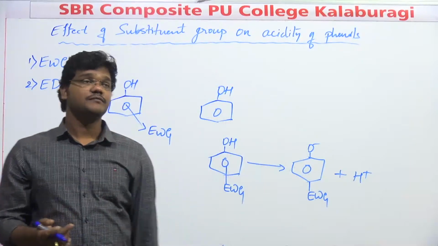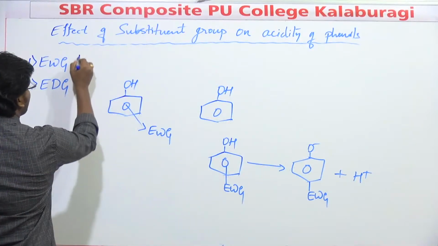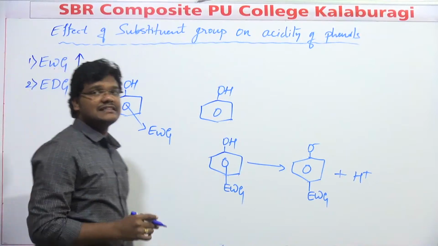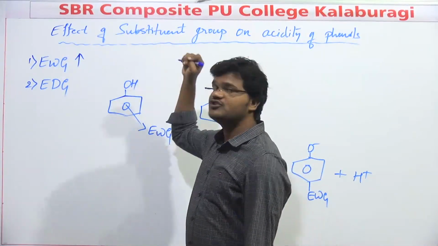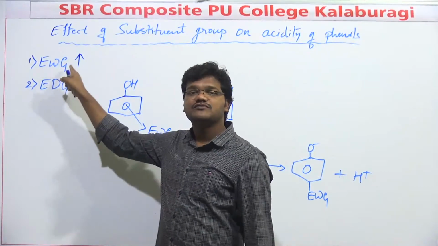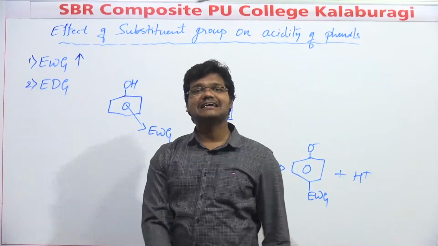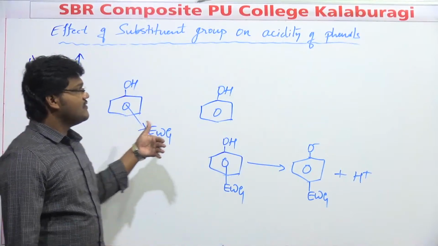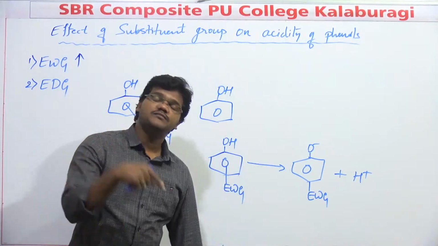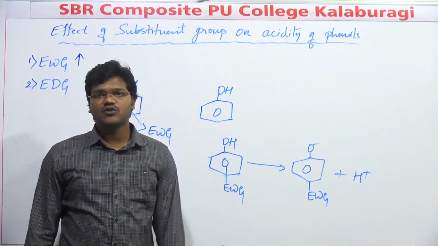So that is the effect. Please remember, an electron withdrawing group will increase the acidic nature of phenol. So that is the effect of the substituent. Electron withdrawing group will increase the stability of the phenoxide ion, and that is why the electron withdrawing group substituted phenol is more acidic.